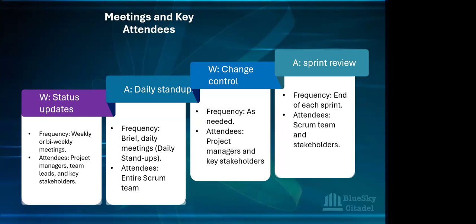Okay, so the first one we look at for waterfall is status updates. It depends on your organization how often these happen, but they tend to be weekly or bi-weekly meetings. You might have project managers, team leads, and maybe key stakeholders. These are formal meetings and they focus on progress against the project. You will discuss completed tasks, upcoming milestones, and any potential risks or issues. So that is your status updates.